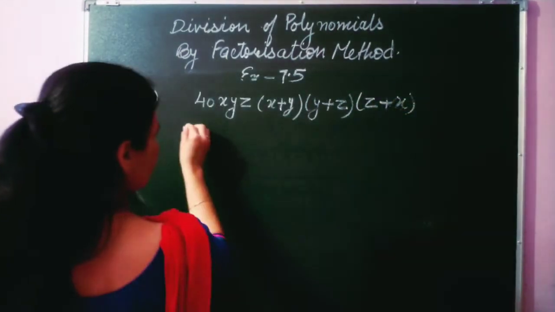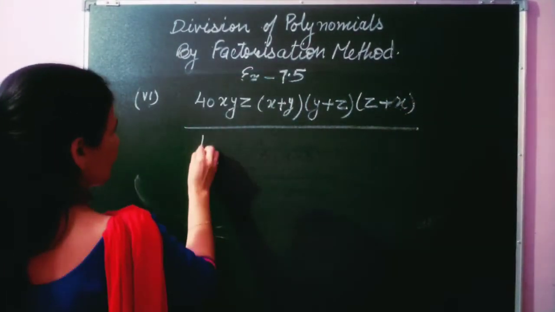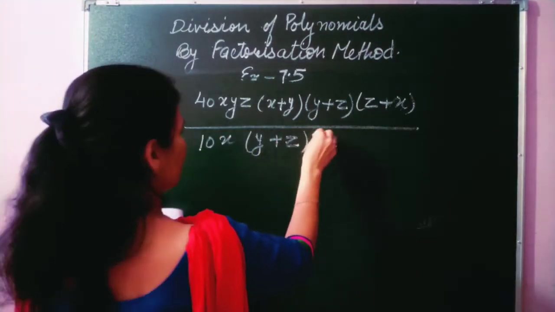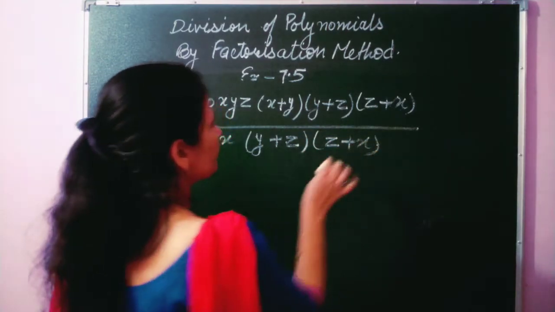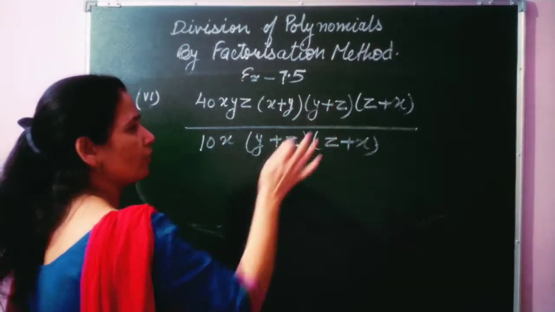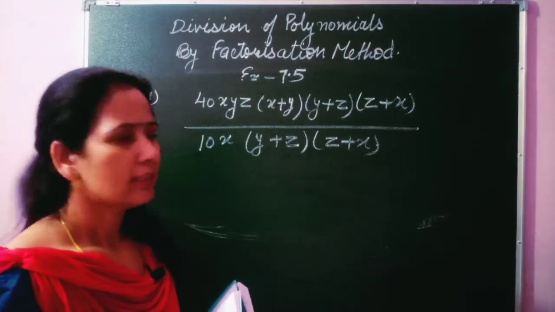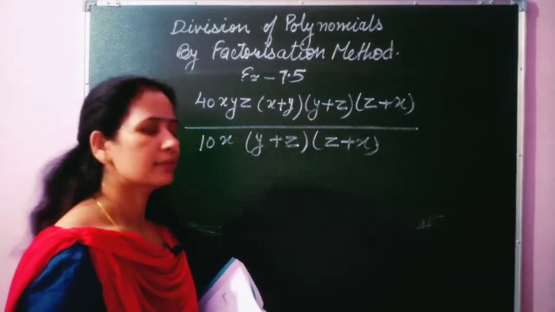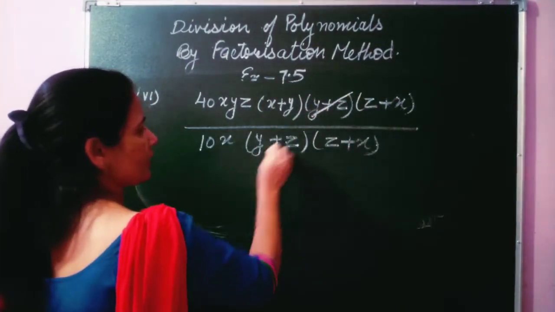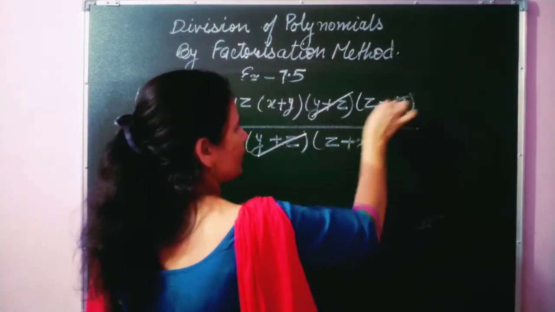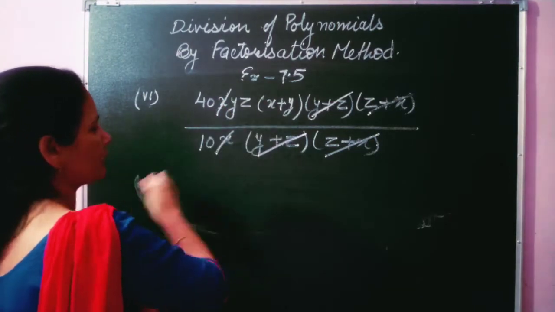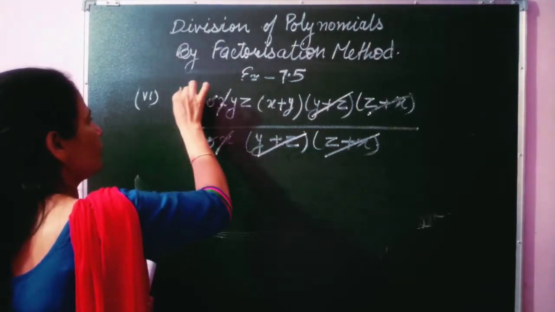Students, here I am going to write it directly divided by 10x, y plus z and z plus x. I directly wrote this in the form of a fraction. Both are already given in the form of factors, so there is no need to make factors here. If any factor can be cancelled by another, directly cancel it and find the answer. So y plus z cancels y plus z, z plus x cancels z plus x, and x cancels. 10 ones are 10, 10 fours are 40.